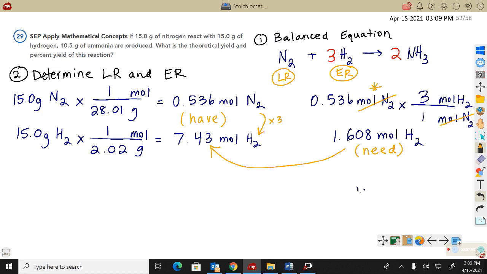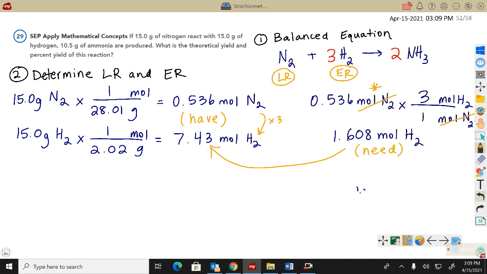Now on the right-hand side, I officially calculated the exact amount of hydrogen I need, but that might not be necessary. If you get to a point where you can estimate the limiting reactant just by using the ratio in the equation, that is totally fine.